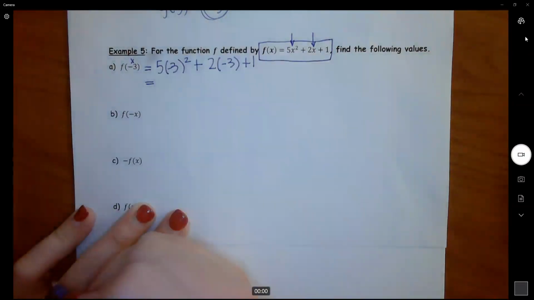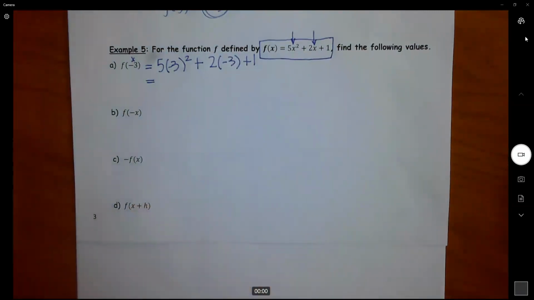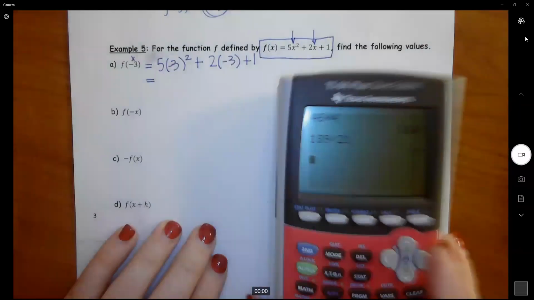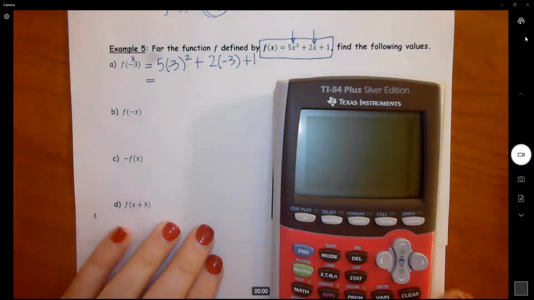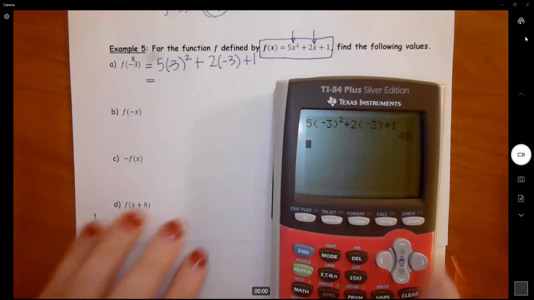You can put all of this in your calculator if you would like, or you can do it step by step. It does not matter which. I'll go ahead and get out my calculator. So 5 parentheses -3 close them squared plus 2 times -3 plus 1. And we get 40.